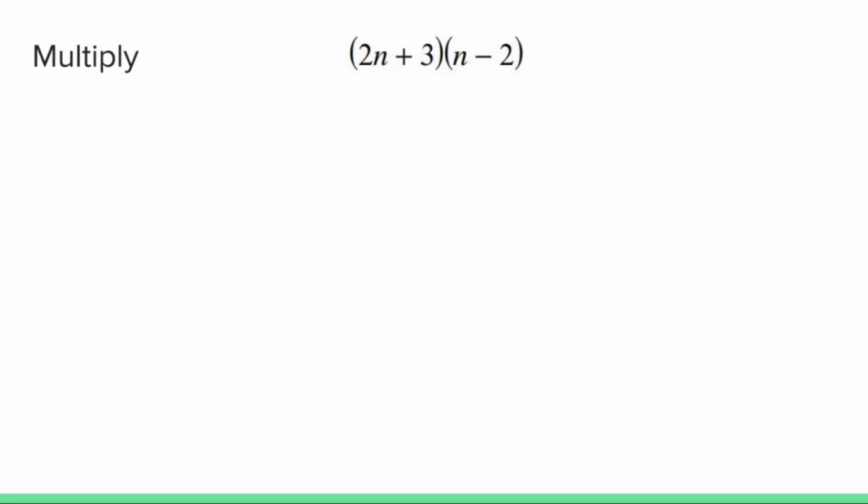Ooh, a FOIL problem. Curses. Get it? Because of FOILed again? FOIL means you're going to multiply the first term, so 2n squared. You're going to multiply the outer term, so 2n times negative 2 is negative 4n. You're going to multiply the inner term, so plus 3n, and you're going to multiply the last term, so negative 6. Okay, FOIL problem is when you multiply a binomial times a binomial.